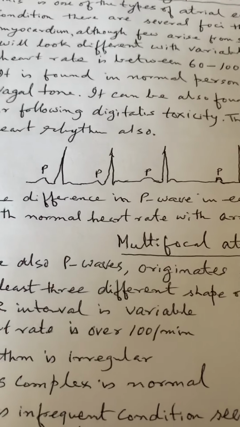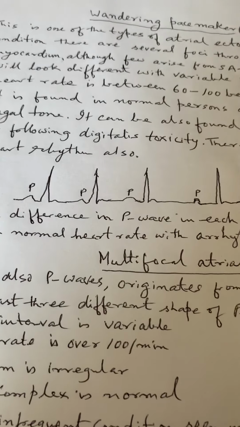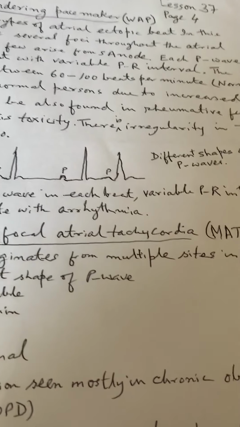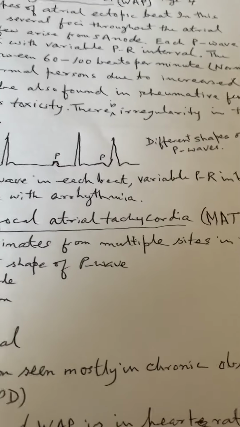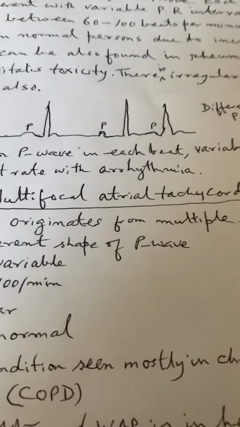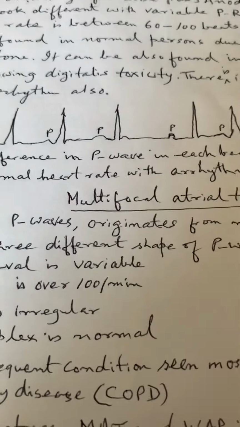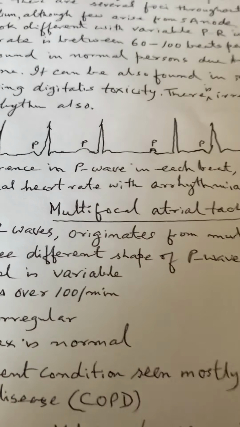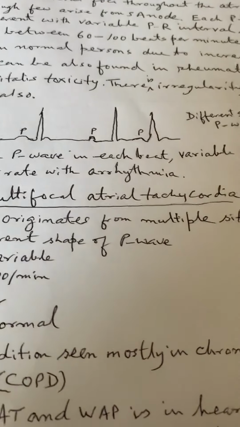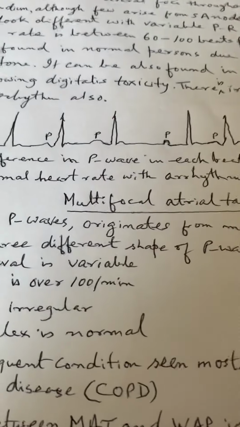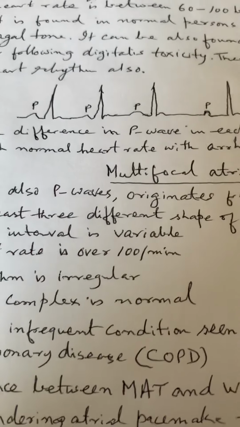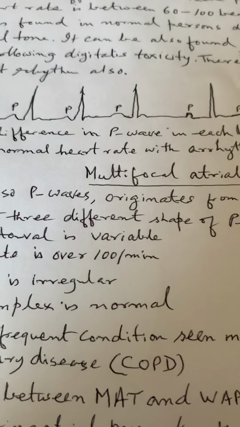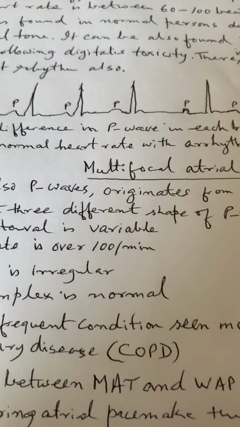It can also be found in rheumatic fever, and also in cases of digitalis toxicity. There is irregularity in the rhythm also. So the key point to remember is that there are changing foci.